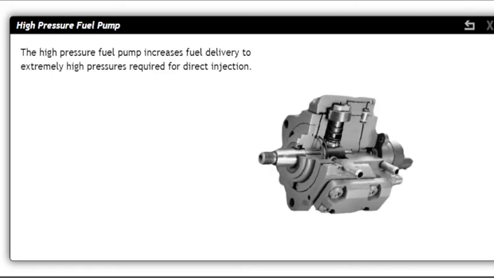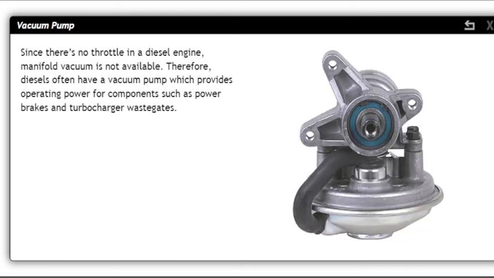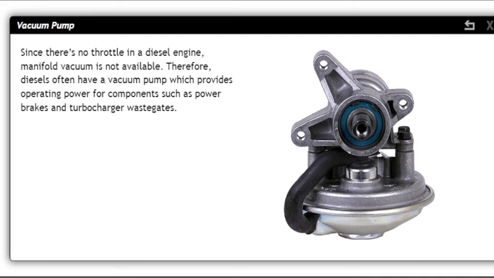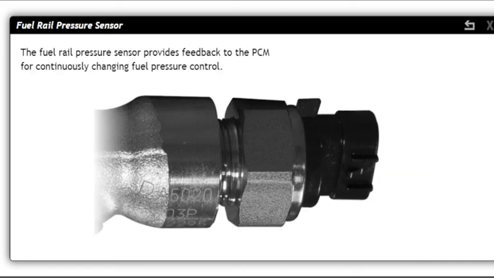The high-pressure fuel pump increases fuel delivery to extremely high pressures required for direct injection. Since there's no throttle in a diesel engine, manifold vacuum is not available. Therefore, diesels often have a vacuum pump which provides operating power for components such as power brakes and turbocharger wastegates. The fuel rail pressure sensor provides feedback to the PCM for continuously changing fuel pressure control.